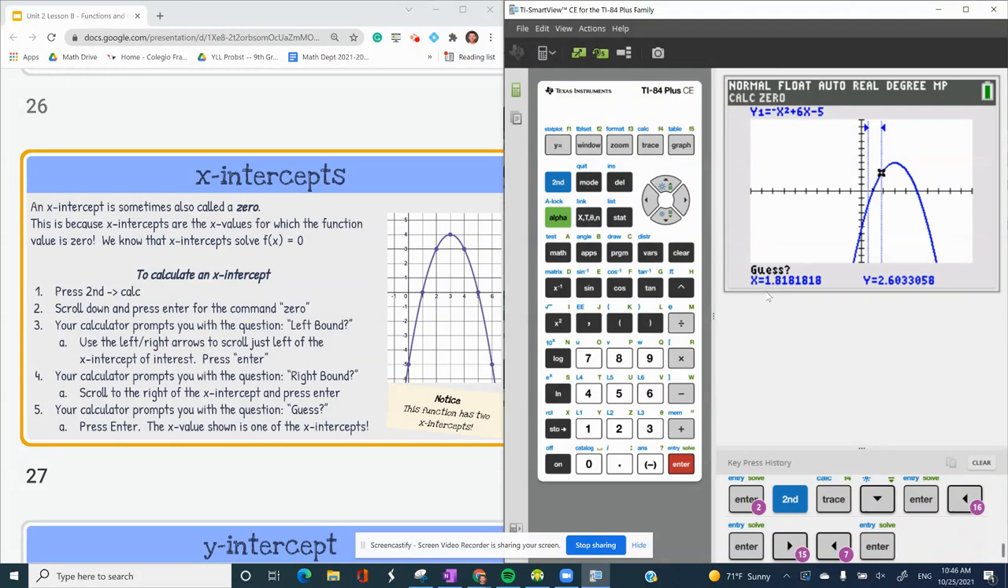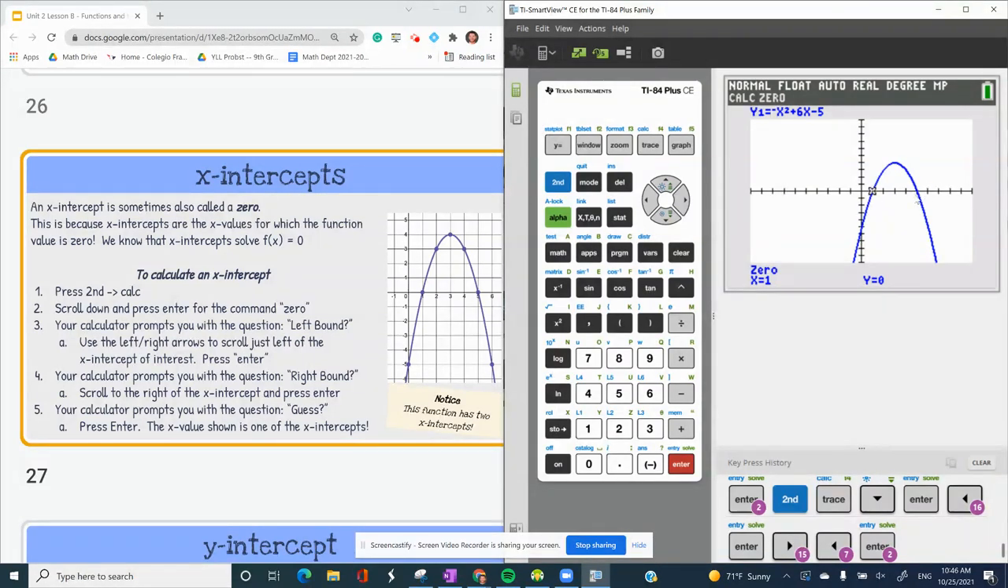Now we have the guess prompt. So we hit enter a third time so that we're bounded on both sides, and it goes back and forth, and zones in. It gets right to where the intercept is. And when we hit enter our final time, boom, we've got x equals 1. Now, we knew it was going to be 1, but this just solidifies that with our calculator.